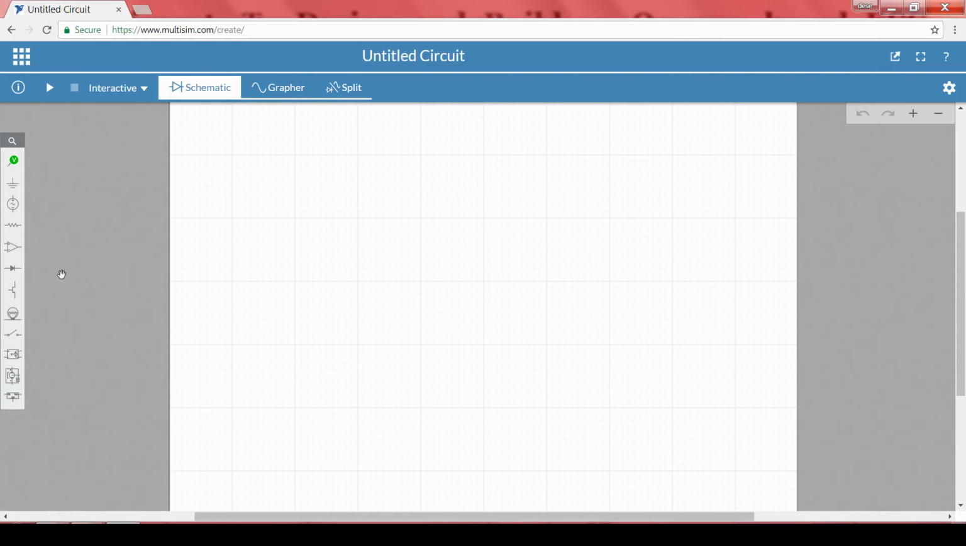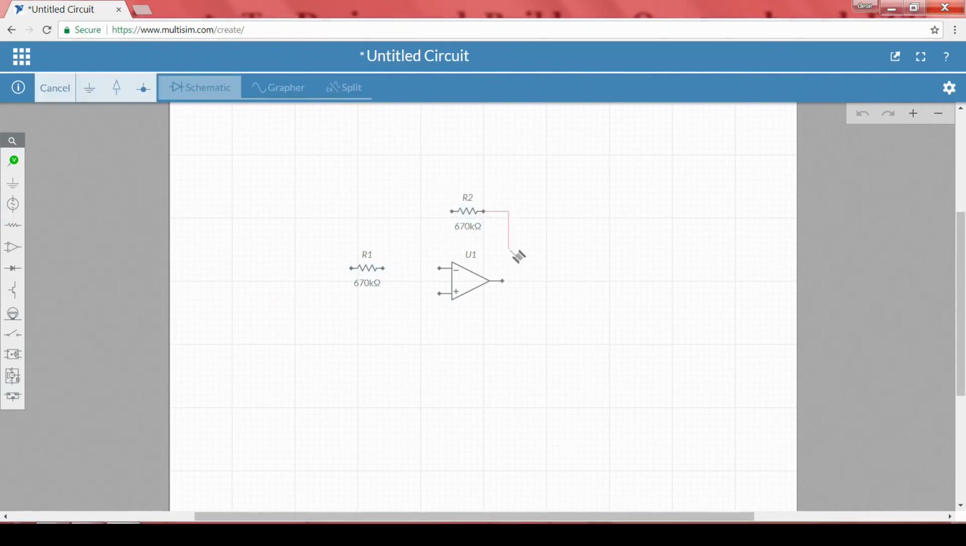So, in such a case, first I have to take my operational amplifier. I will go to op amp and select an op amp here, right. Then I have to take resistors. In this case we have taken 670 kilo ohms resistors. I am taking a 670 kilo ohms resistor, and one more resistor that is also 670 kilo ohms. So, that is a negative feedback resistor. I will be connecting from here to here.